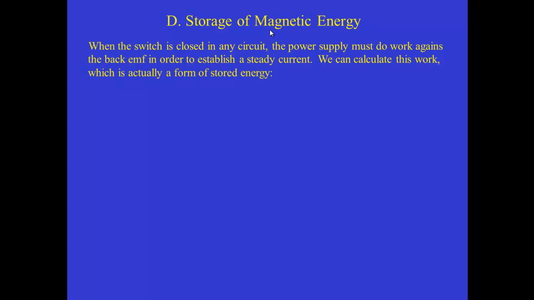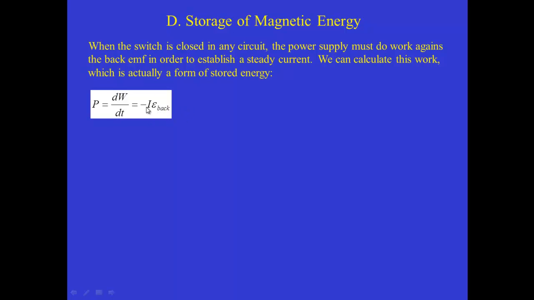The work that's needed in a circuit when we close the switch to build up the current from 0 to a final steady state current. And this work is actually a form of stored energy. We can call it magnetic energy. So we start with a definition of power. Power is the rate of change of work. And so in this case, the power that would be supplied by the power supply working against the back EMF would be minus I times the back EMF.